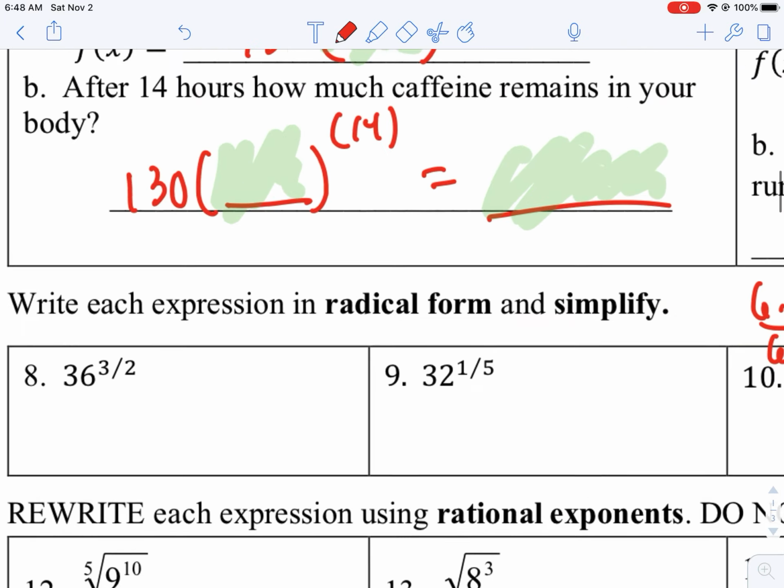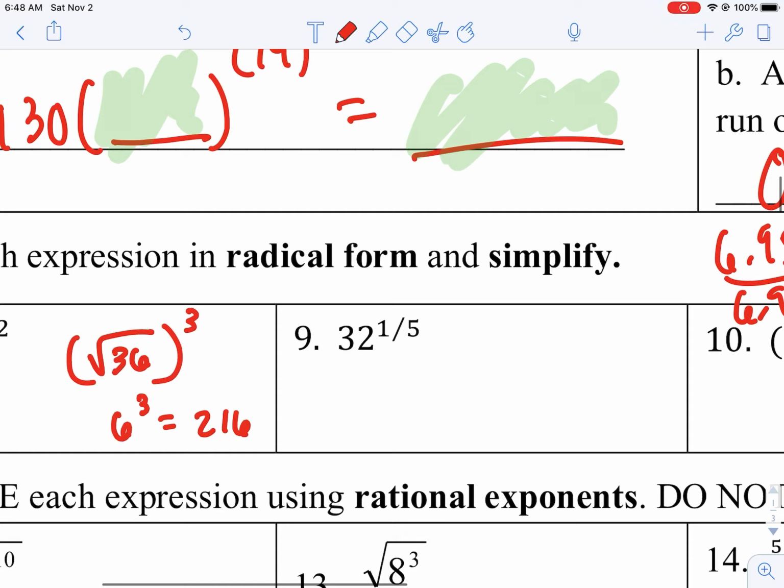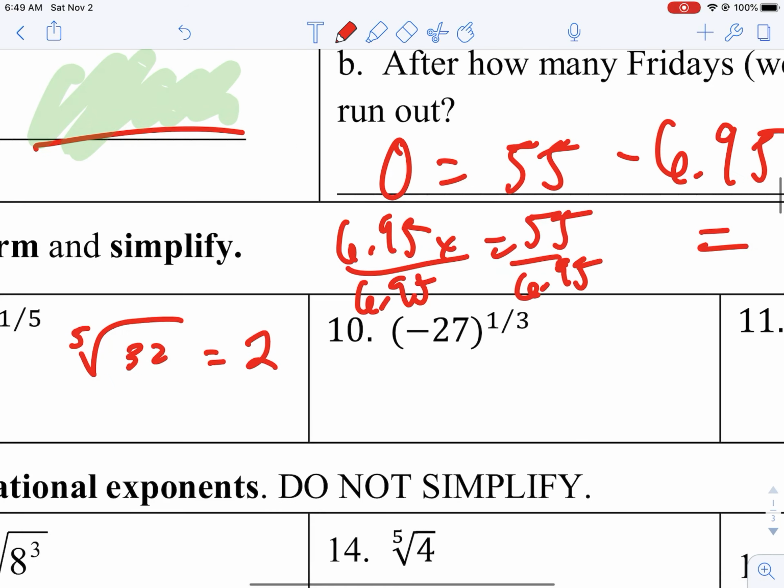Alright, write each expression in radical form. So this I always write as the square root of 36 cubed. So what's the square root of 36? 6 cubed is 216, I think. Here, you write the bottom 5 as the number that goes here, and then 32, which we did earlier, which was 2. Right here, negative 27 raised to the cube root, which is negative 3 times negative 3 times negative 3.